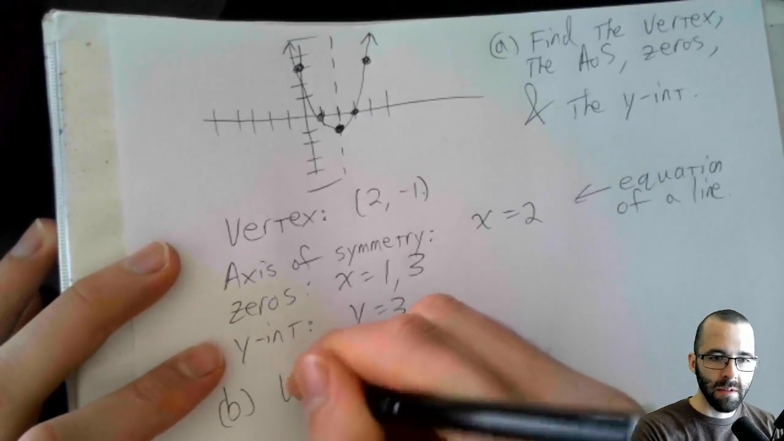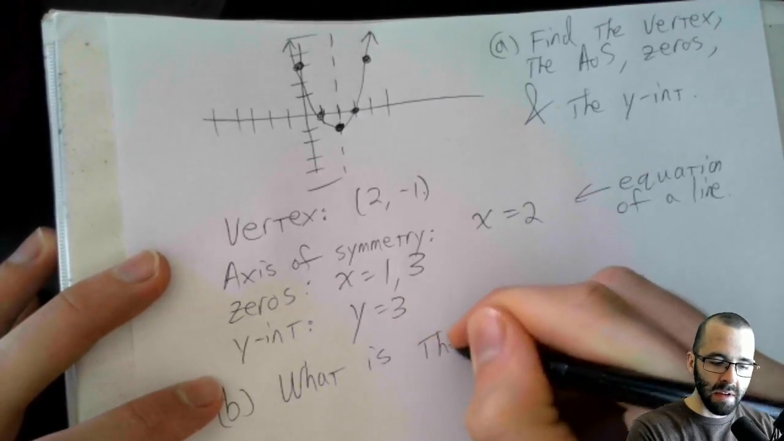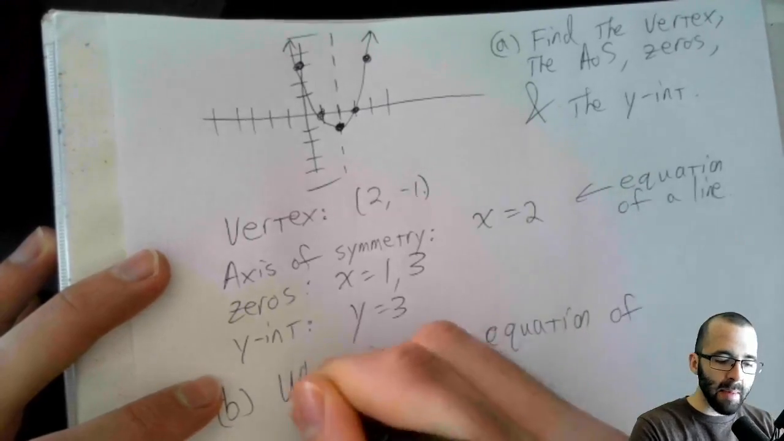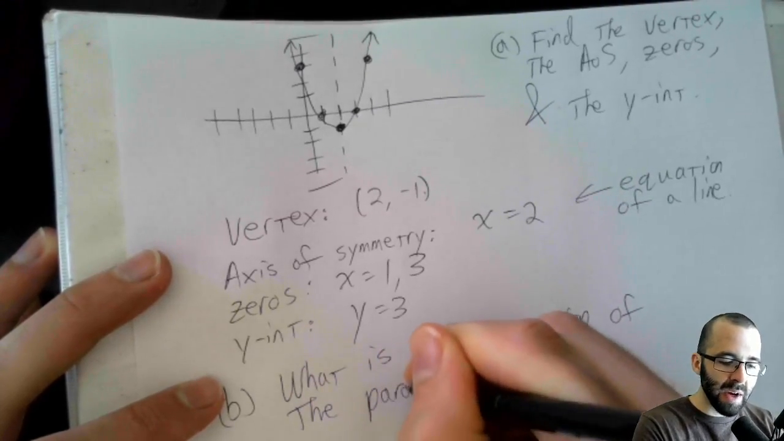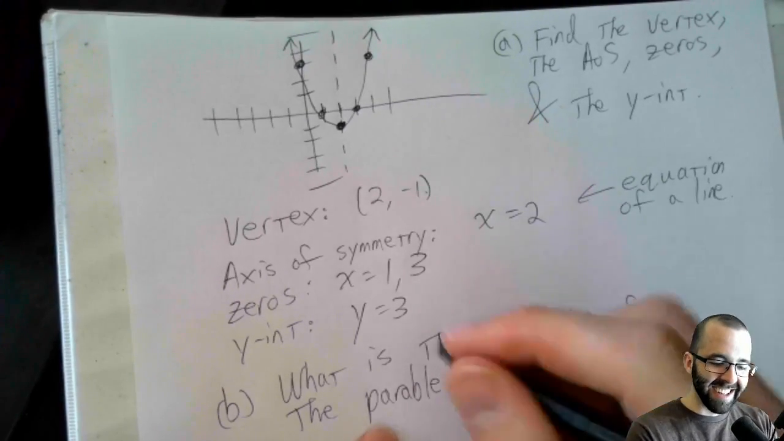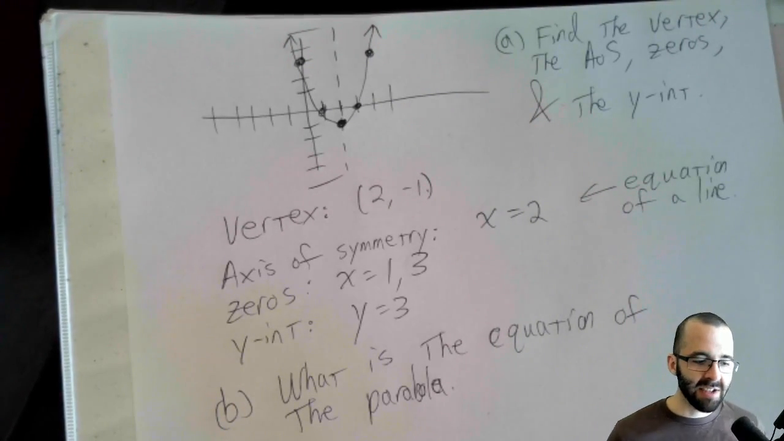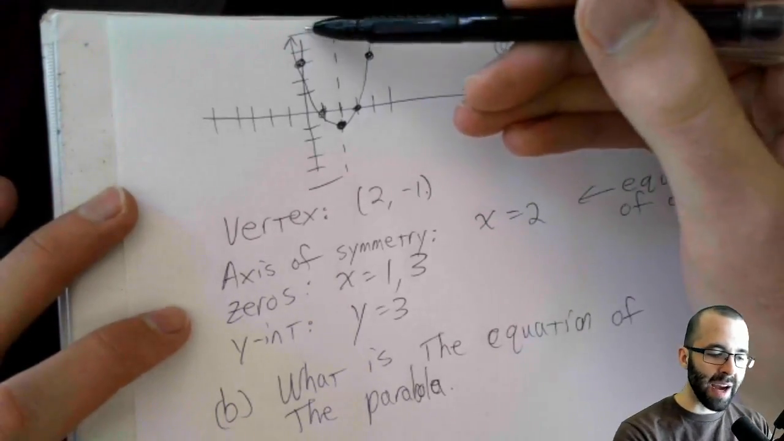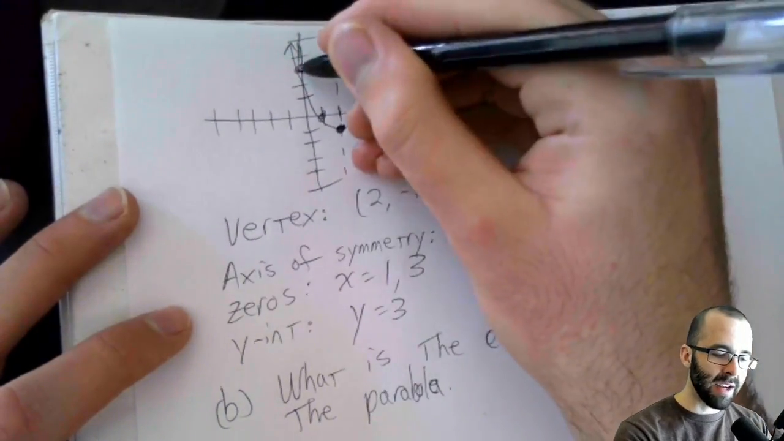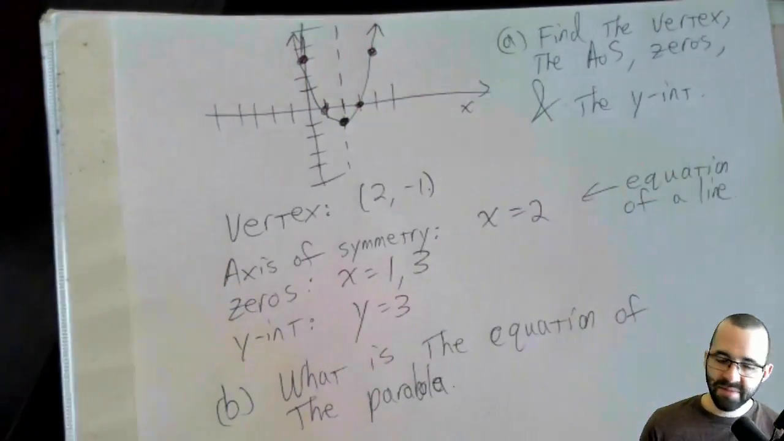Part B. What is the equation of the parabola? Find the equation. That's not how you spell parabola. There, totally fixed. All right, so the y-intercept is just where it intersects the y-axis. This is the y-axis right here, so it intersects it right here, just like the x-intercept is where it intersects the x-axis, which is these two places.